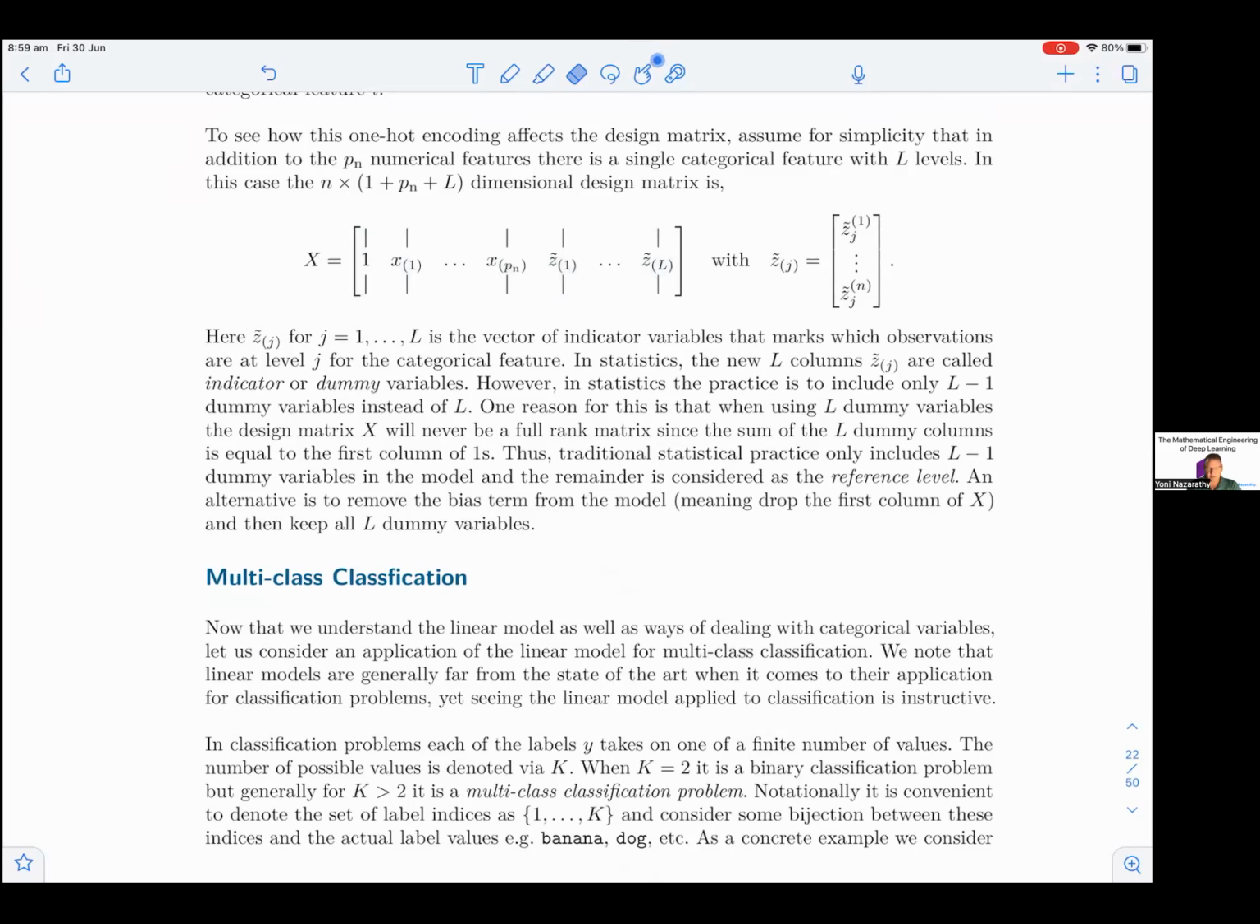An alternative is to remove the bias term from the model, meaning drop the first column of X, and then keep all L dummy variables. Just keep in mind that when you see one-hot encoding in statistics, you typically use L-1 levels, not all levels.